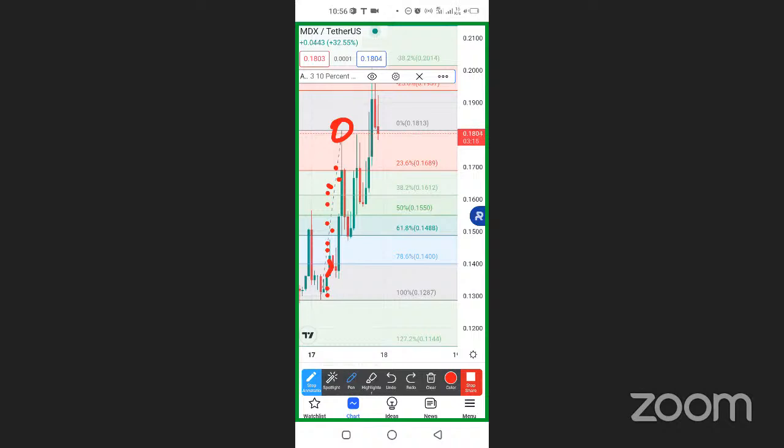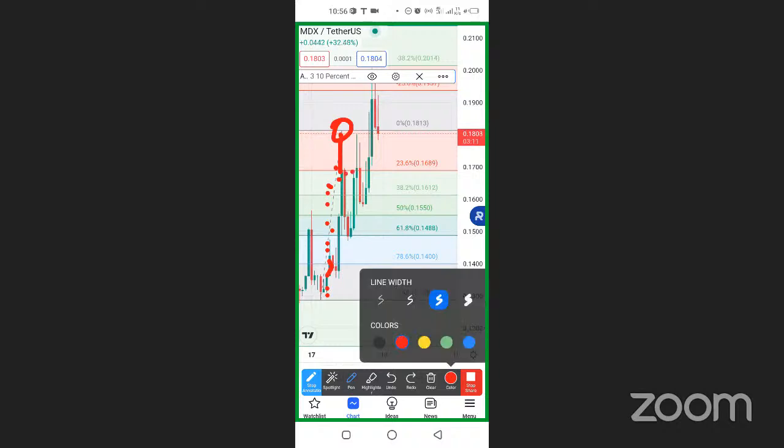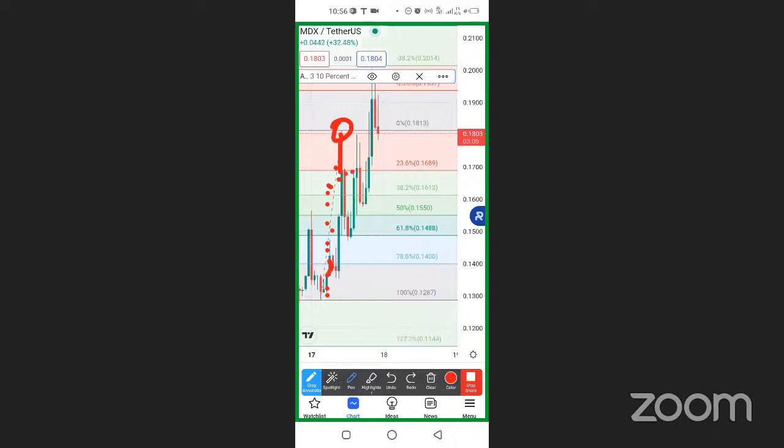It then started to retrace from here. Then it came down. Let me change the color for you to see very well. It came down, down, down. It reached here. You see that? Then you see, if I change to yellow, the market moved from here and moved up to touching the zero line again. Have you seen that? Yes. So it is a rule.